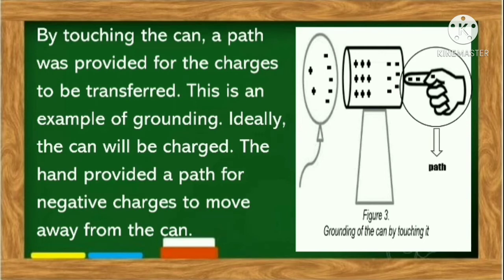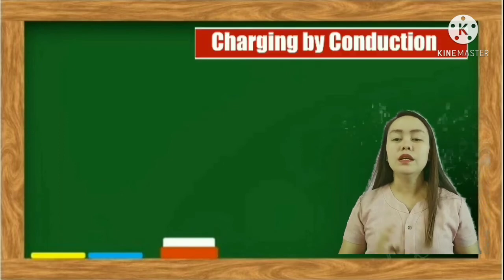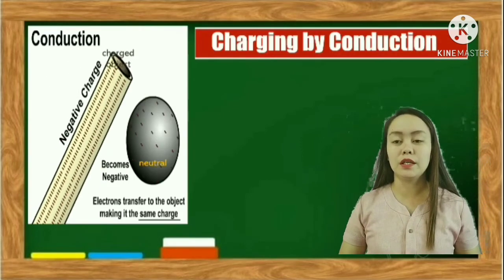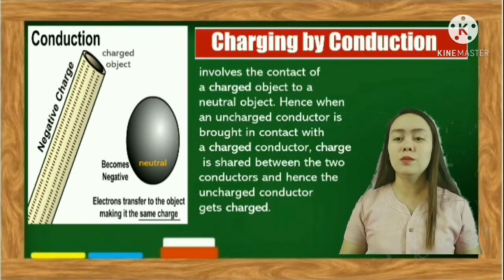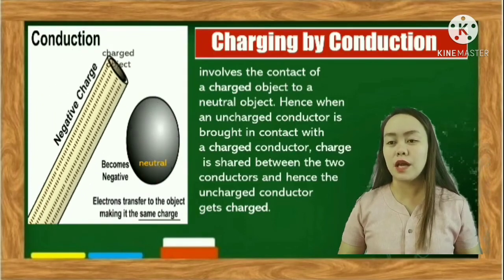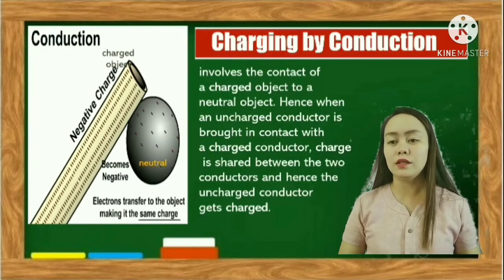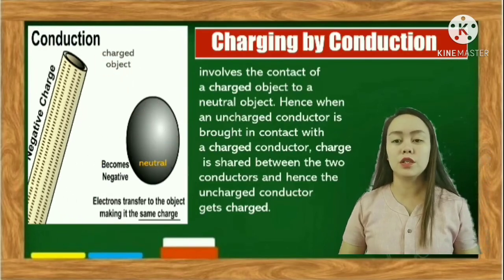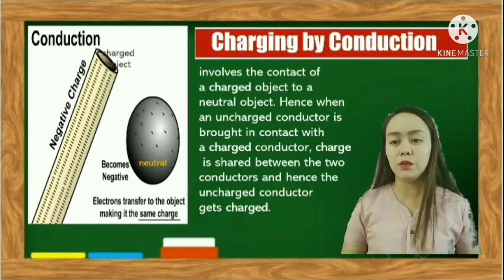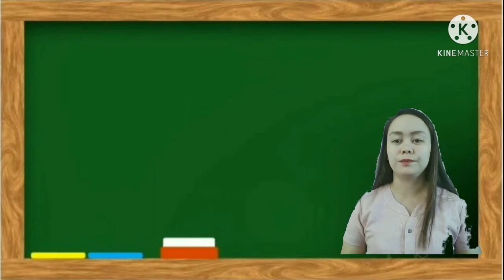The charging process used in this activity is called charging by induction. It is where an object can be charged without actual contact to any other charged object. The last one is called charging by conduction. Charging by conduction is almost the same as induction. It's just that it involves the contact of a charged object to a neutral object. Hence, when an uncharged conductor is brought in contact with a charged conductor, charge is shared between the two conductors and hence the uncharged conductor gets charge.